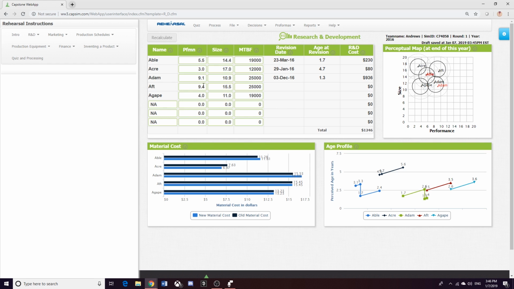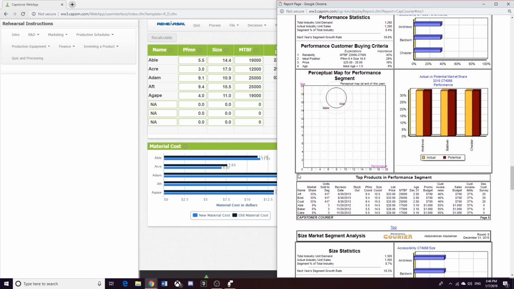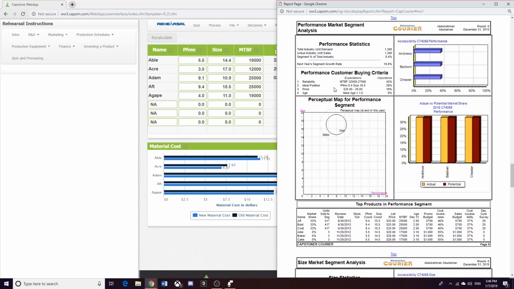So we go and say, okay, AFT, performance, size, and MTBF. We go and say, okay, AFT, you're probably performance. So yes, AFT has a 33% market share in performance. So perfect, it's performance. So what is the ideal position for performance, size, and MTBF for AFT? So our AFT has 9.4 in performance, and the ideal position in the beginning of round 1 is 9.4 in performance. So it's at the ideal position in the beginning.